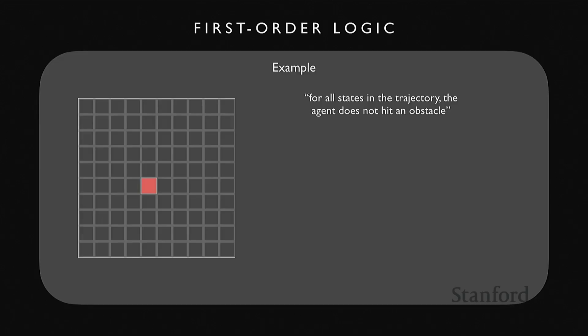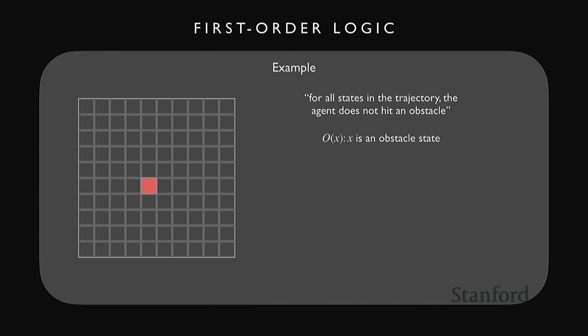Okay, another example here. I don't know if we've talked about this grid world system yet, I don't really remember. But you can imagine we have this grid world where an agent can move around in these cells, and we want it to avoid ending up in this obstacle cell, the red cell there. And so our specification we want to express is: for all states in the trajectory, the agent does not hit an obstacle.